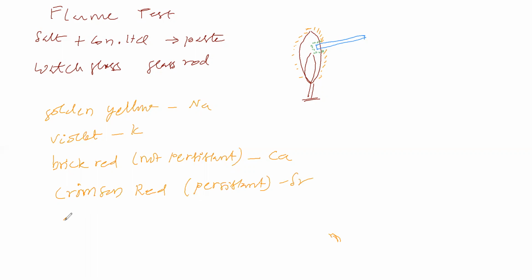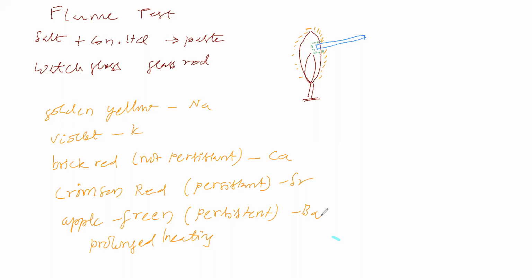And if the flame is apple green, the color of a green apple, apple green color is appearing in the flame. This apple green is persistent. This color is available after prolonged heating. If apple green is available, then the given salt contains barium, we can say. Now this is the flame test.